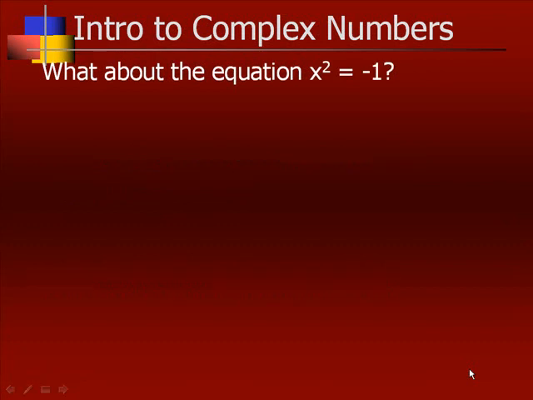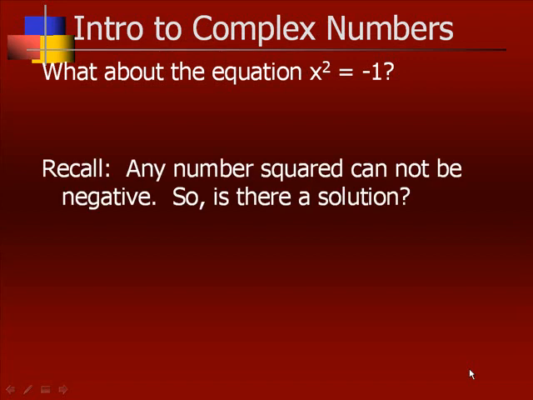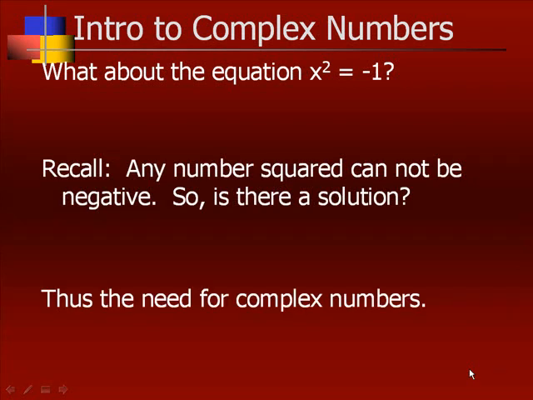Okay, now this is where this new section comes into play. What about the equation x squared equals negative 1? Remember, we said you cannot square a number and get a negative 1. Remember, any number squared cannot be a negative. So for us, up until this point, there would not be a solution. Therefore, we had to introduce the set of complex numbers.